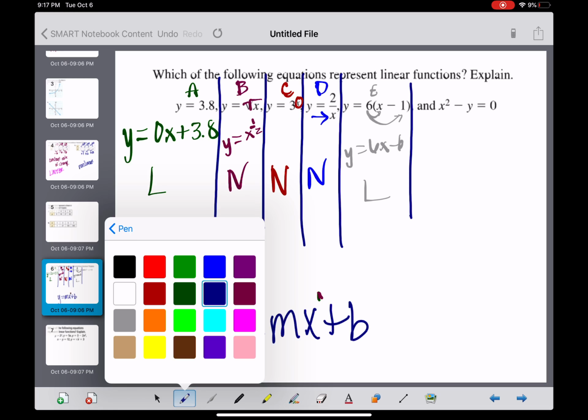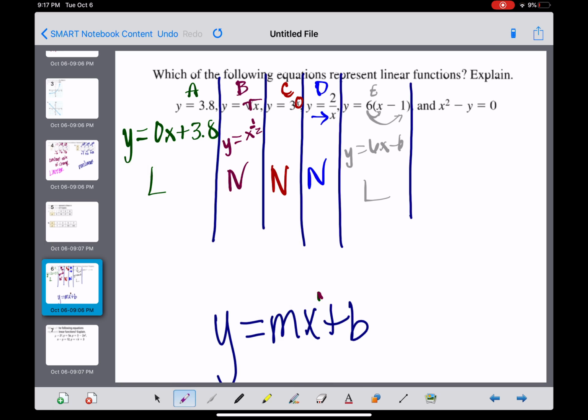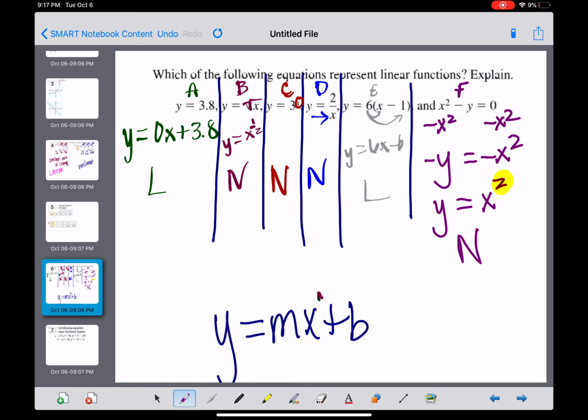And then my last example, F, if I solve to get y by itself, I'm going to subtract x squared from both sides. So I have negative y equals negative x squared. And then I'm going to flip my signs. So I have y equals x squared. Due to this exponent of 2, this last example is also non-linear. It actually creates a parabola when it's a square.